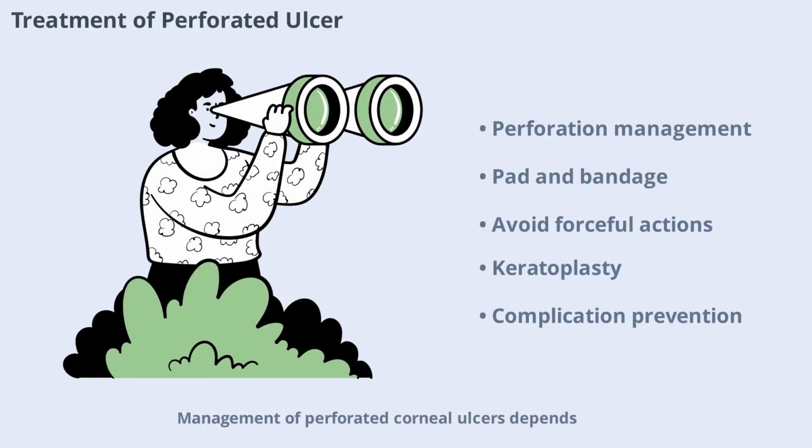Management of perforated corneal ulcers depends on the ulcer's size and location. Small perforations in the pupillary area pose little risk of iris prolapse and are treated with firm pad and bandage, avoiding forceful actions like nose blowing or coughing. Peripheral perforations may lead to adherent leukoma and follow similar treatment. Corneal fistulas require full-thickness keratoplasty. Prompt and appropriate intervention is crucial to prevent further complications.